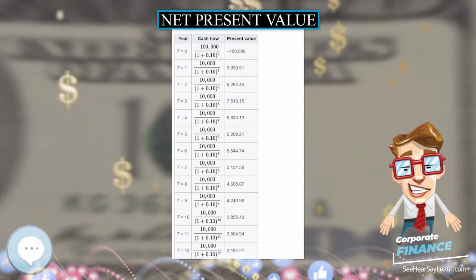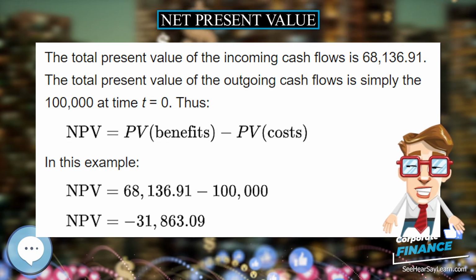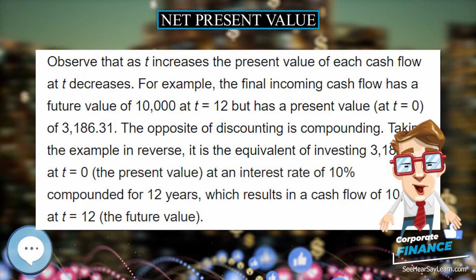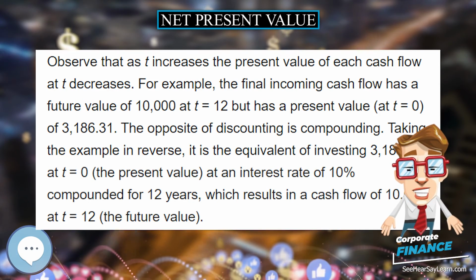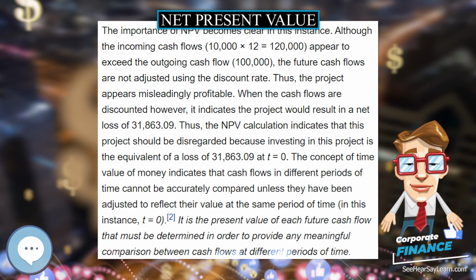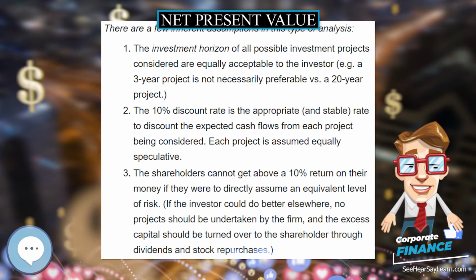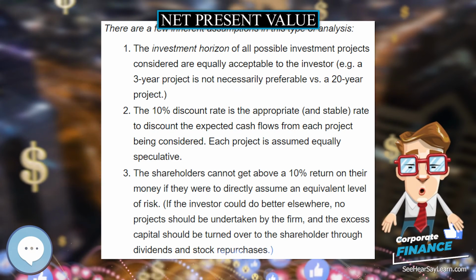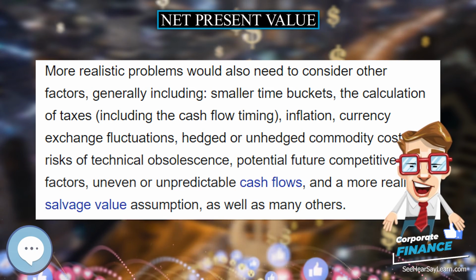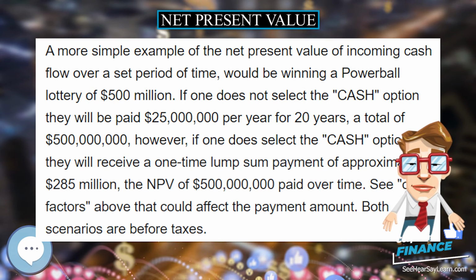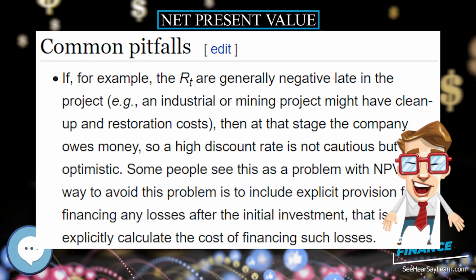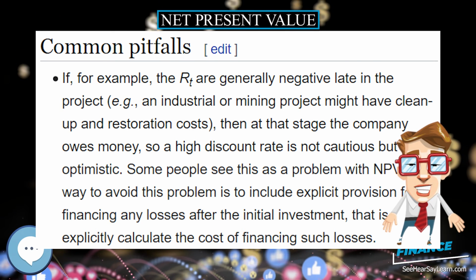A more simple example of the net present value of incoming cash flow over a set period of time would be winning a Powerball lottery of $500 million. If one does not select the cash option, they will be paid $25 million per year for 20 years, a total of $500 million. However, if one does select the cash option, they will receive a one-time lump sum payment of approximately $285 million, the NPV of $500 million paid over time. See other factors above that could affect the payment amount. Both scenarios are before taxes.